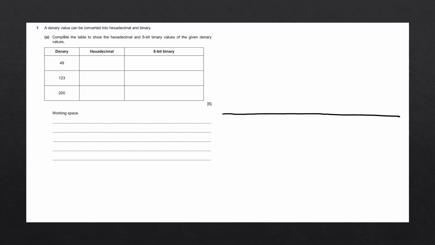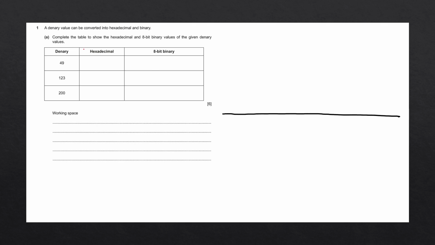A denary value can be converted into hexadecimal and binary. Complete the table to show the hexadecimal and 8-bit binary values of the given denary values. So we've been given 49, 123, and 200 as denary values. We need to convert them into hexadecimal and into 8-bit binary.